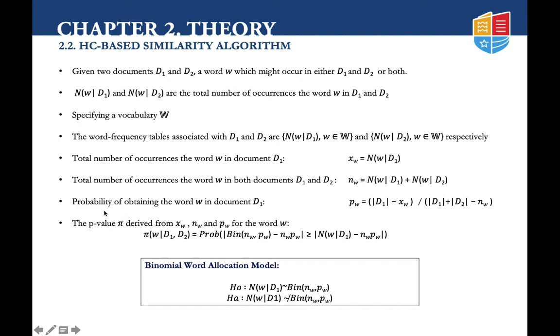And then he proposed a binomial word allocation model, saying this: the null hypothesis is that all of the words W in a vocabulary will follow the binomial allocation model across two documents D1 and D2, or the alternative hypothesis saying not all the words follow the binomial distribution across two documents. So he proposed a test with multiple testing for individual words W in the vocabulary in both of the documents D1 and D2. So this is the input for the higher criticism statistic.